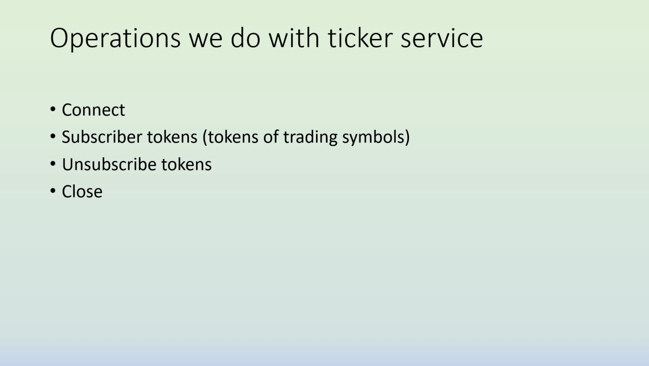After you are done with your algo strategy, you can unsubscribe the tokens. You subscribe 10 tokens, and let's say a signal is generated for 2 symbols. If you want, you can unsubscribe those 2 symbols so that you don't receive the ticks for them, or you can just leave it as it is. And at the end of the day, once you square off all your trades, you can just close the ticker service. You don't need it after that. These are the operations we do with the ticker service.